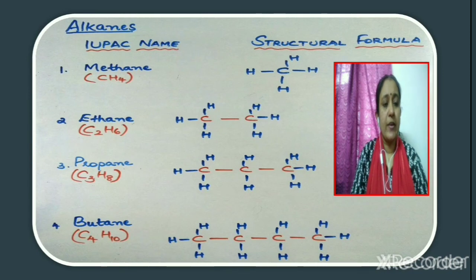So how can we write the structural formula of an alkane? We have to start with the carbon skeleton. Show the required number of carbon atoms and join all the carbon atoms by single bonds. And after that, satisfy the valency of each of the carbon atoms by adding the required number of hydrogen atoms.